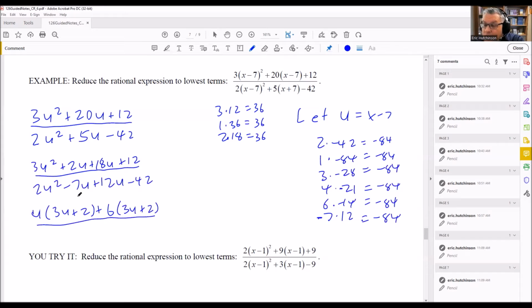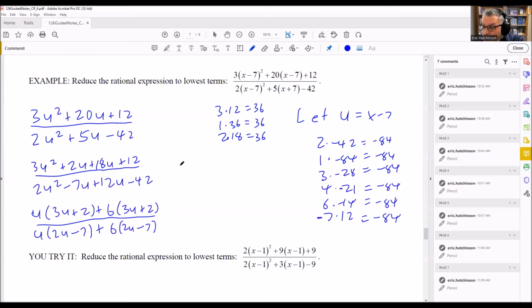In the bottom one, we factor out a common factor, which is a u, and it's 2u minus 7. Then a 6 will go into both of the others, so we factor out a 6, and that leaves 2u, and negative 42 divided by 6 is minus 7. So we have this.